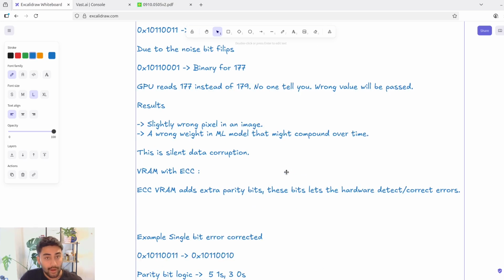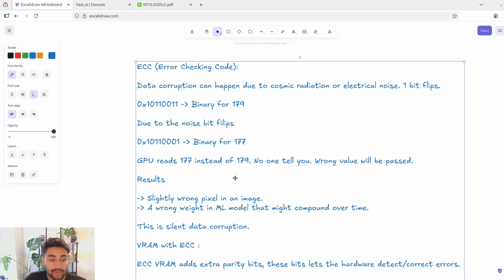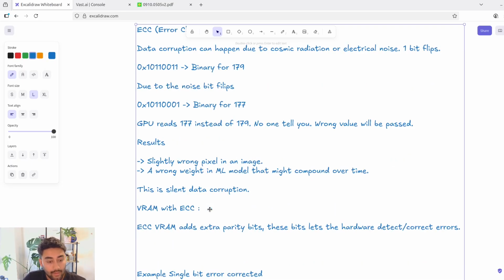So what are the consequences, or what are the results from this, right? You might see a slightly wrong pixel in an image. You might have a wrong weight in your ML model that might compound over time. So this is also called a silent data corruption. And it's very important to have VRAM that has error checking code as a feature.